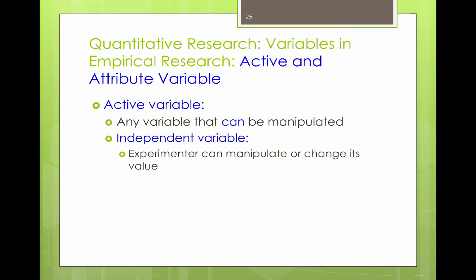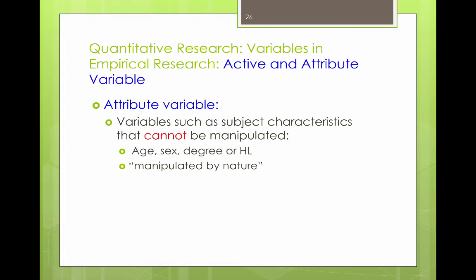I spoke a little bit about variables. We have active variables and attribute variables. An active variable is any variable that can be manipulated. An independent variable, the experimenter can manipulate or change its value. An attribute variable is a variable that cannot be manipulated.